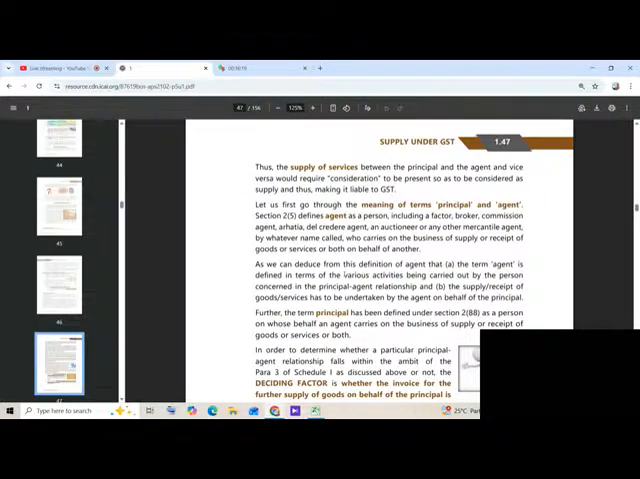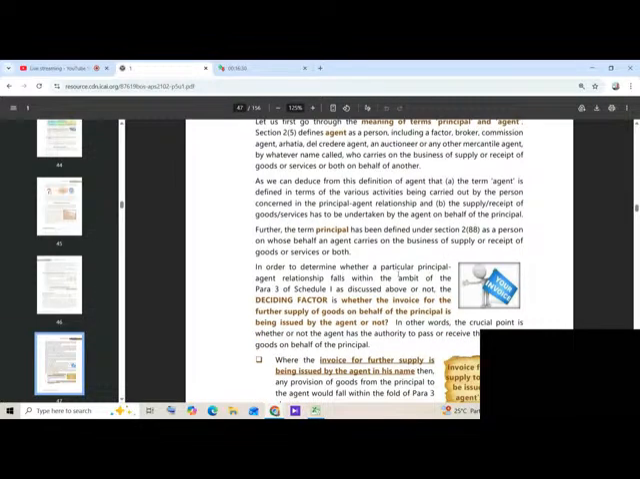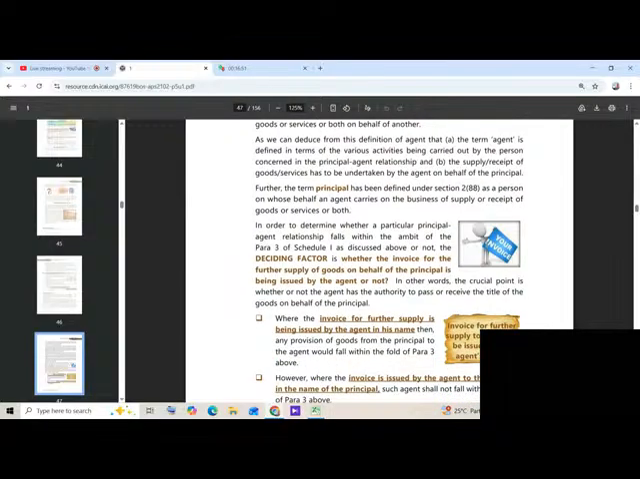Further, the term principal has been defined under section 2(88) as a person on whose behalf an agent carries on the business of supply or receipt of goods or services or both. In order to determine whether a particular principal agent relationship falls within the ambit of para 3 of schedule 1 as discussed above or not, the deciding factor is whether the invoice for the further supply of goods on behalf of the principal is being issued by the agent or not. In other words, the crucial point is whether or not the agent has the authority to pass or receive the title of the goods on behalf of the principal.